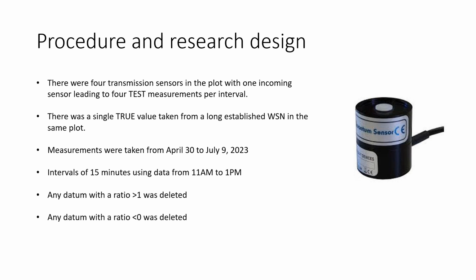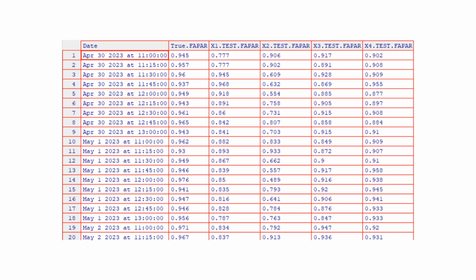In this study, all sensors were set at a height of 1.3 meters. With 4 transmitted sensors, 4 measurements were being taken at a time, from which the average was then calculated. This study took place from April 30th to July 9th of this year. Measurements were recorded in intervals of 15 minutes using data from around noontime to avoid too much variability. In addition, any datum with a ratio greater than 1 or a negative ratio was deleted, as this is clearly flawed. Here's a quick look at the data I input into R.